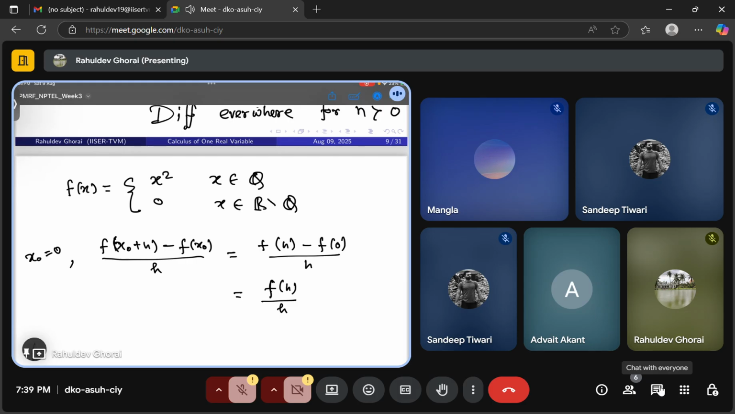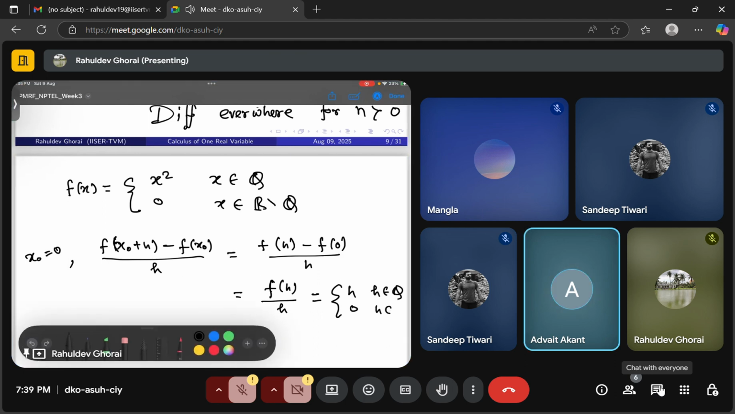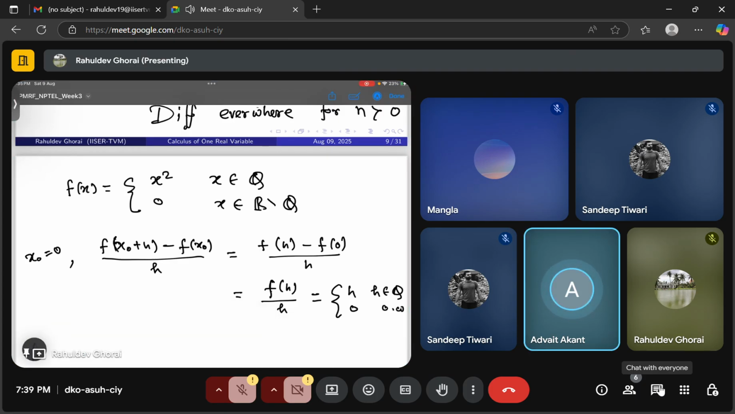Yeah, tell. So depending on the rationality of h, we can divide it into cases. That will be h or 0 depending on whether h belongs to the rational numbers. Am I correct now? Otherwise, right? Yes. And either way, as h goes to 0, both quantities go to 0.